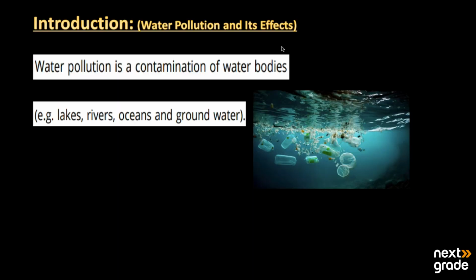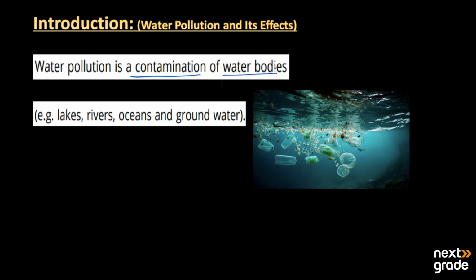So, the topic we will discuss here is water pollution and its effects. Basically, when we talk about water pollution, it can be caused by different activities of humans, animals, and all living organisms. Water pollution has a very bad effect on living organisms, and it is known as the contamination of water bodies.